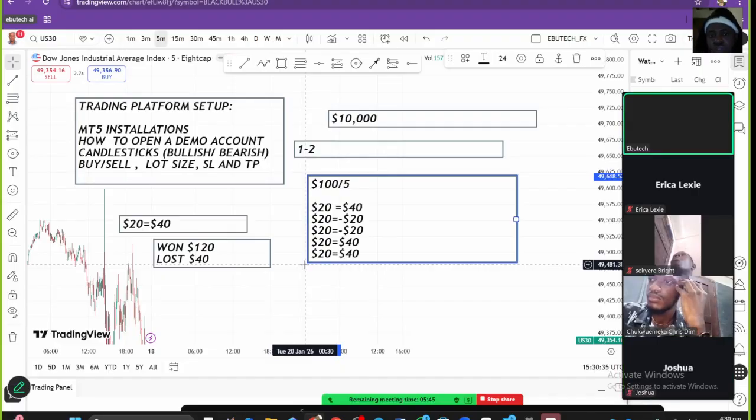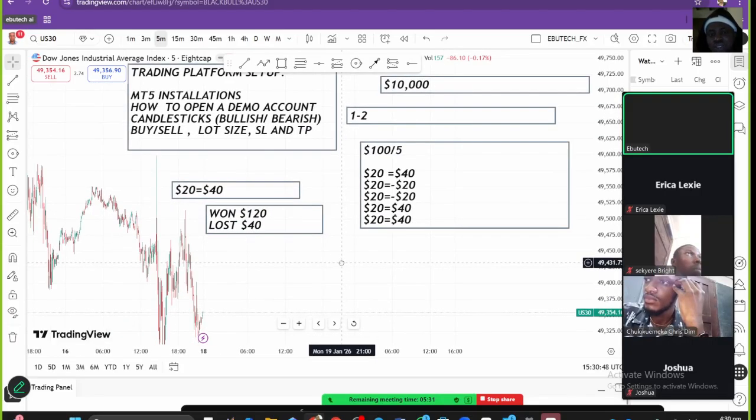I talked about the news. I talked about the volatility. I talked about the liquidity in the market. So all these things are for you to analyze the trade. These are the things you need to put into consideration before you can analyze the trade.